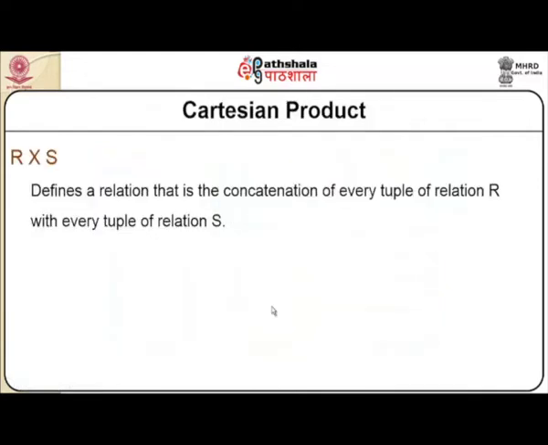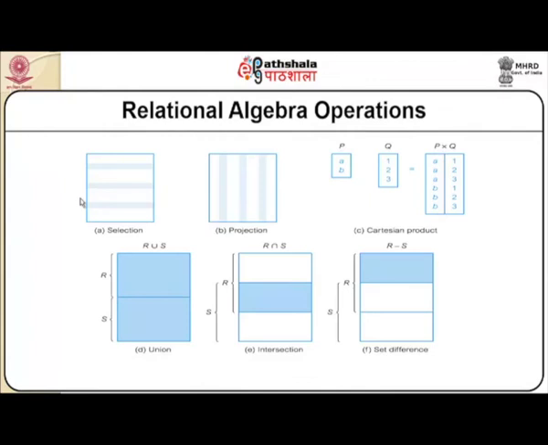In the previous session, what we looked at is a Cartesian product between two different sets. Now, we repeat it again with the relational algebra operator between two different relations R and S. So, the Cartesian product is expressed as a cross between two relations R and S. This defines a relation that is the concatenation of every tuple of relation R with every tuple of relation S.